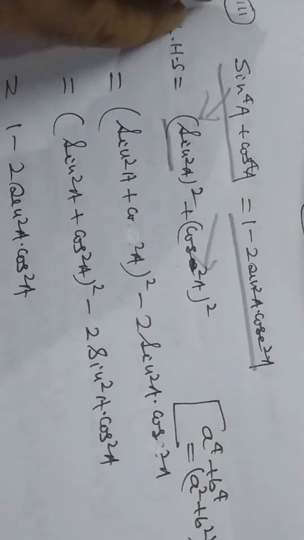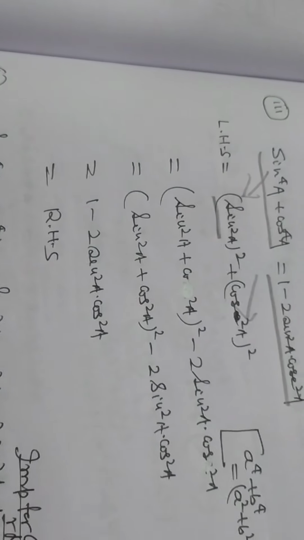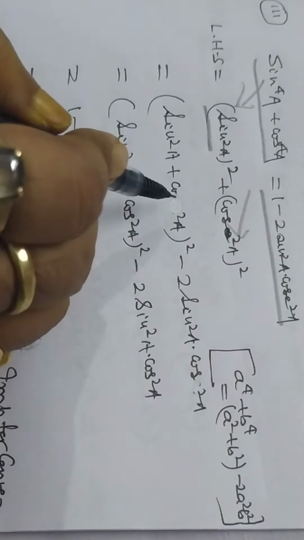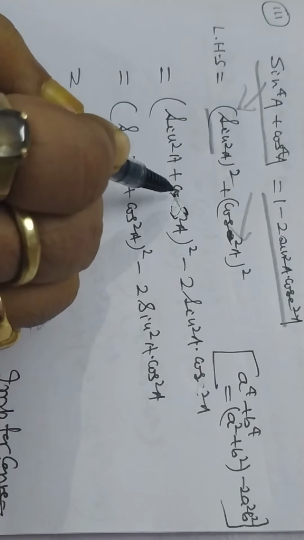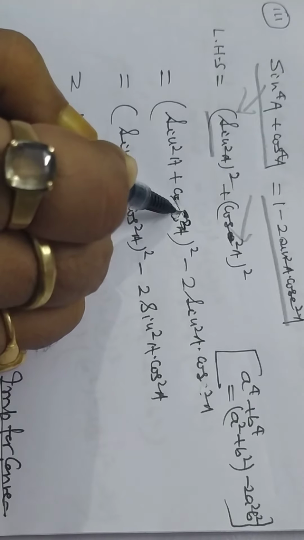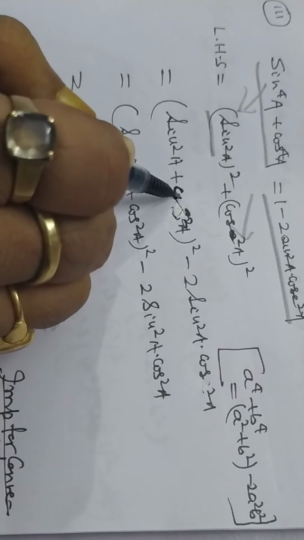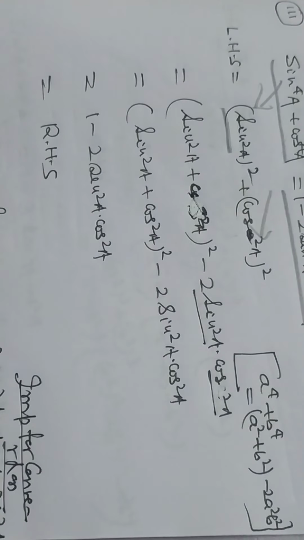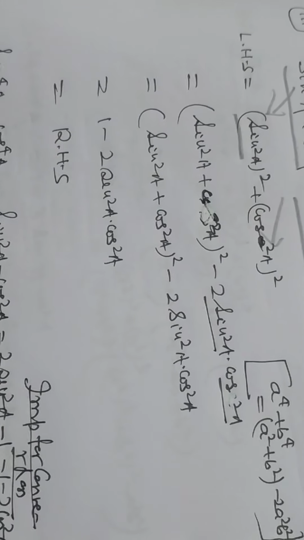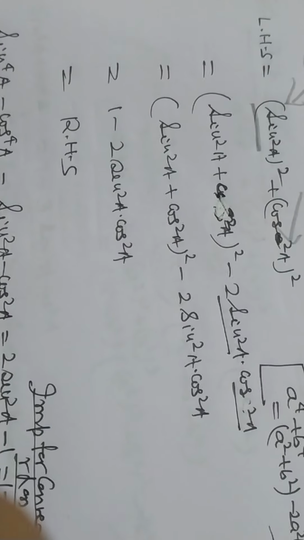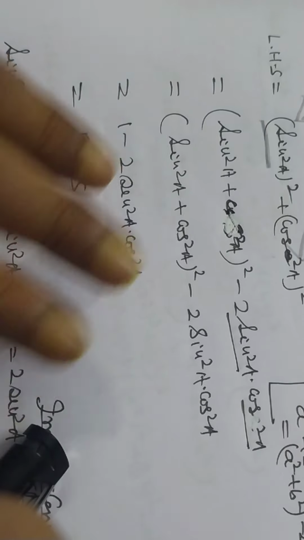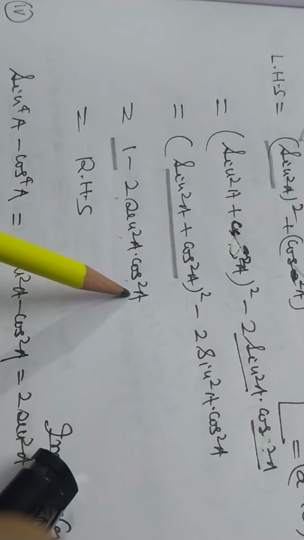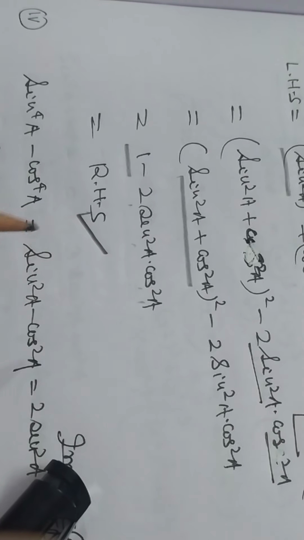And you must write it in the conditional form of (a square plus b square) whole square, that is sin square a, cos square a. Cos square a minus 2 sin square a into cos square a, and it will be (sin square a plus cos square a) whole square minus twice sin square a into cos square a. And now the value of sin square a plus cos square a is equal to 1, so it is 1 minus 2 sin square a into cos square a. That is the right hand side.